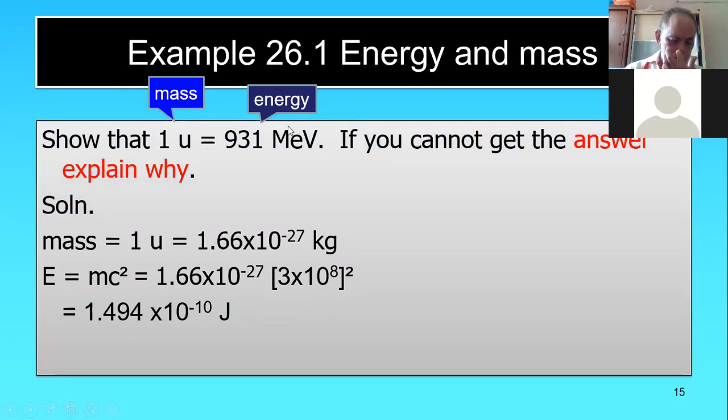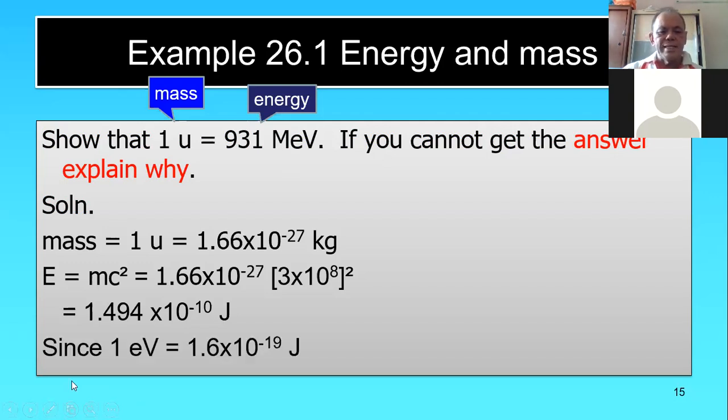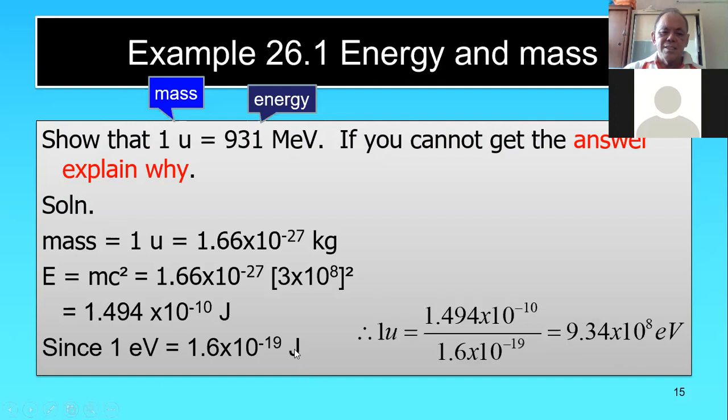Right? We want to convert to electron volt. So we know one electron volt is 1.6 times 10 to the power minus 19 joule. So we can convert that energy by dividing by 1.6, and that is what we get. So we get 934 mega electron volt. There's apparently a difference between these two values.